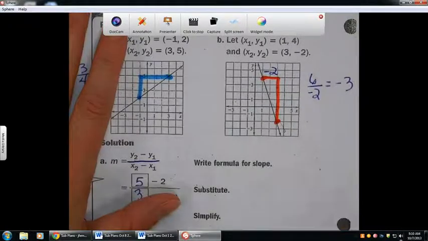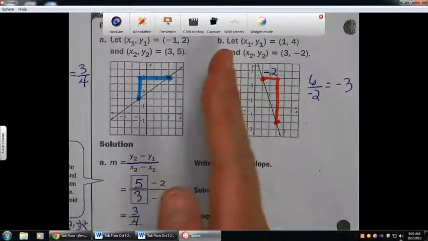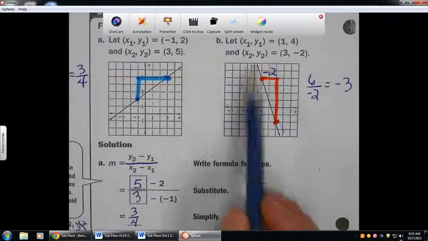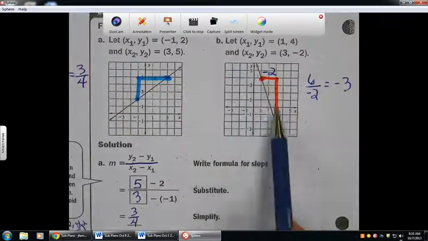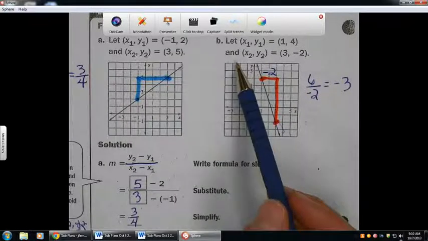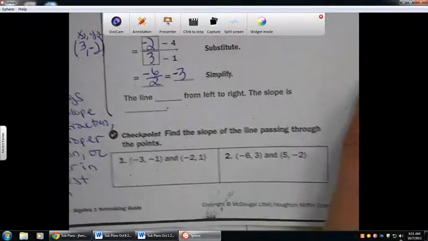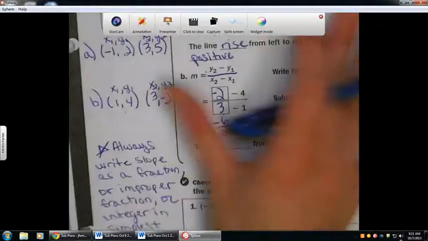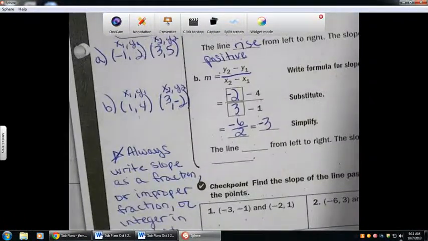Again, when we read a graph, we read it like a book from left to right. So we're reading it going from left to right. You can see that your line slants downward, or we would also say that it falls left to right. It slants downward where it falls left to right. And that means we're going to have a negative slope. Okay. Make sure that everybody can see that.